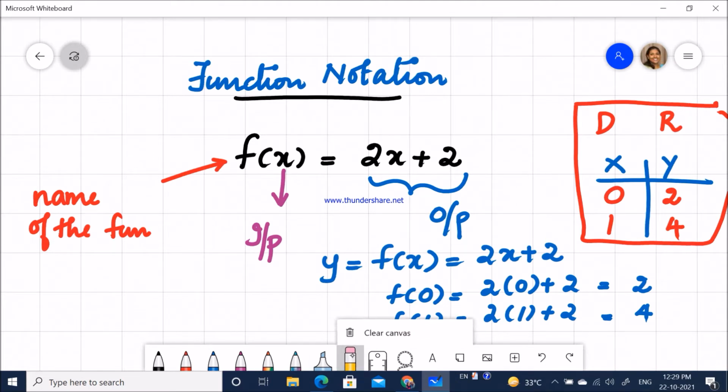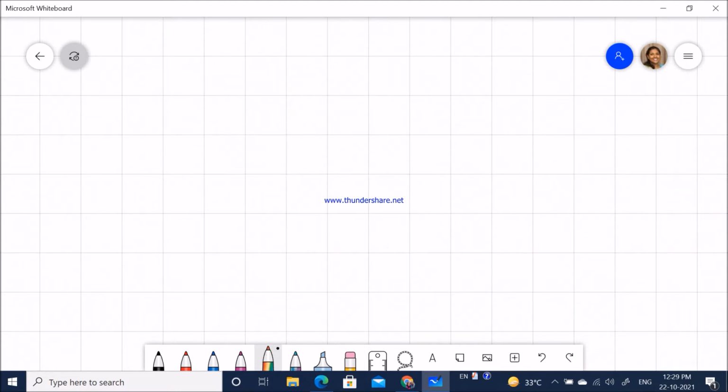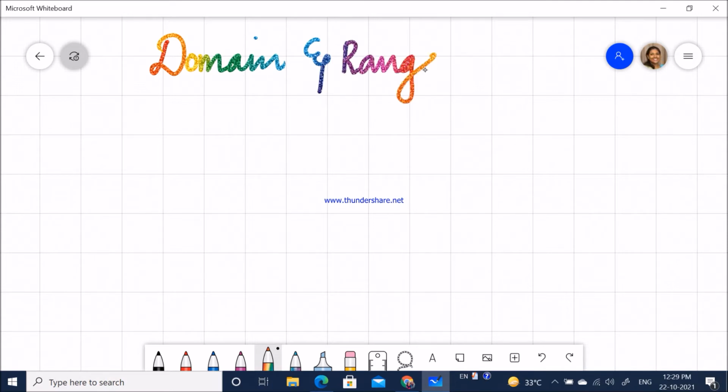Now let's see what is the domain and range of a function. What do you mean by domain and range of a function?